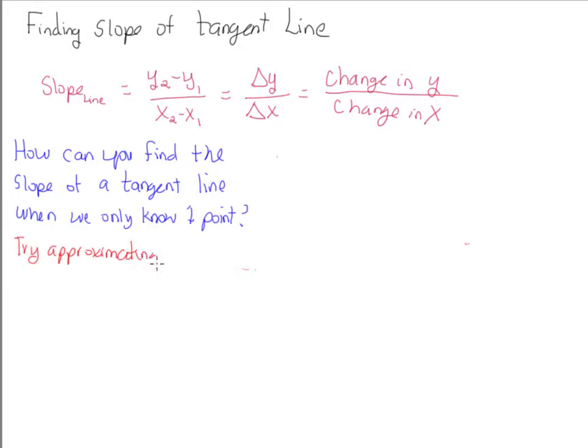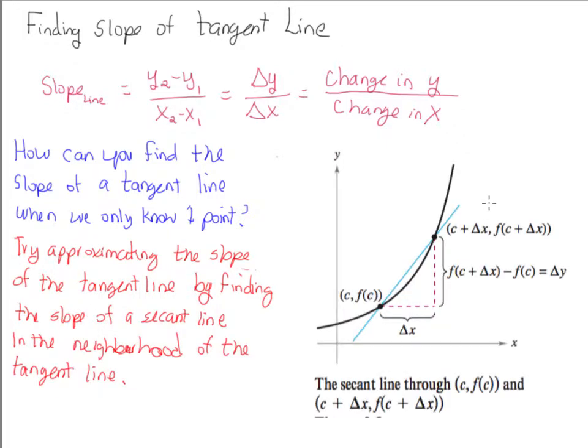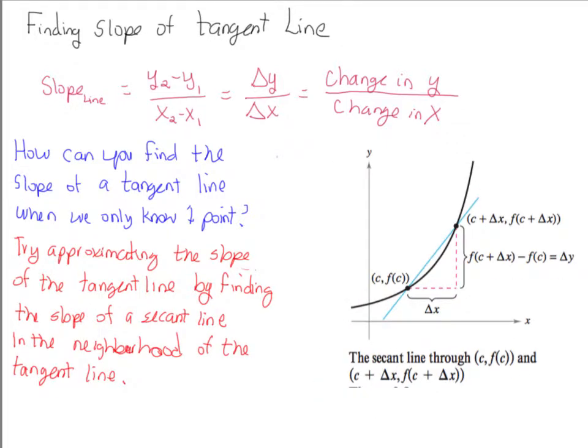So in order to solve this problem, we're going to start by approximating the slope of the tangent line by finding some secant lines, and we're going to get these secant lines closer and closer and closer to the tangent line. To refresh your memory, a secant line is a line that intersects the curve twice. Here's a graph illustrating what we're talking about.